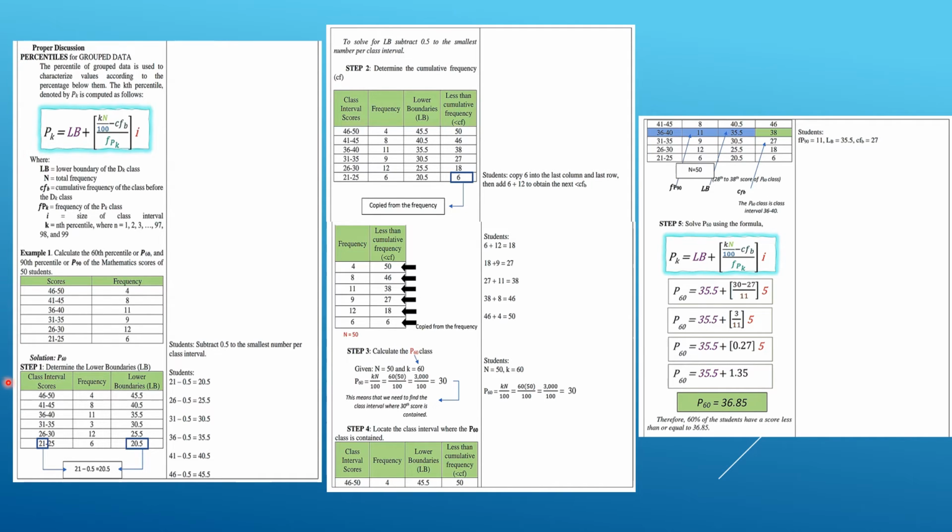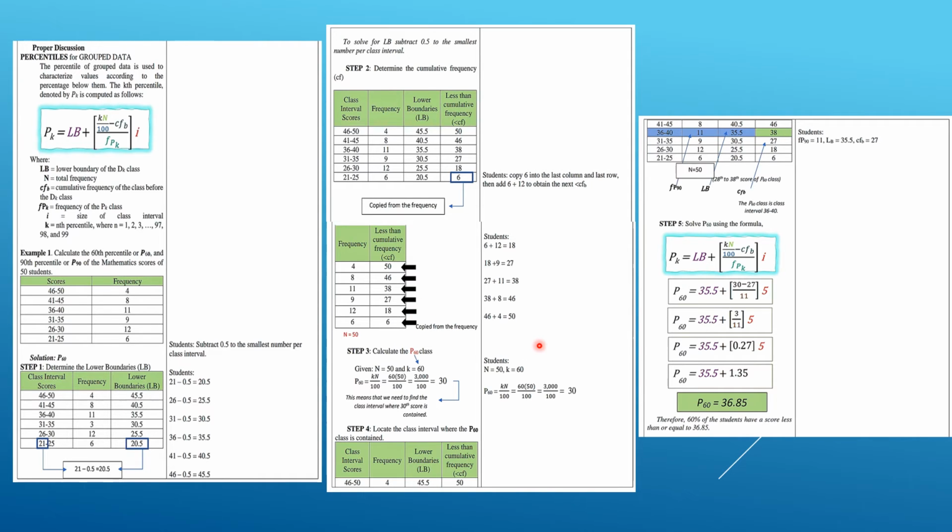For example, here in step 1, the students are subtracting 0.5 from the smaller number per class to get the lower boundaries. These are the lower boundaries that the students are expected to get. And then moving on here in this part, adding the frequencies in an upward manner to get the less than cumulative frequency. So 6, they add 12 and they get 18, 18 they add 9 to get 27, etc.